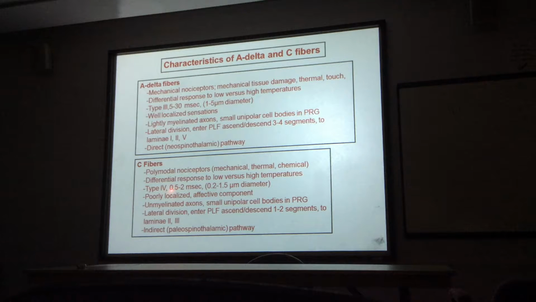These are tiny little fibers, 0.2 to 1.5 micrometers in diameter, and they are slow as everything. So they're transmitting information very slowly. It takes a lot of time to get there. This kind of input is poorly localized, which means you can't tell exactly where it's coming from. And they are involved in the pathway that gives the affective component to pain.